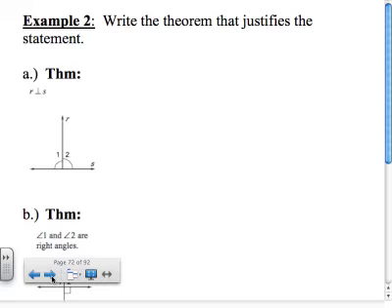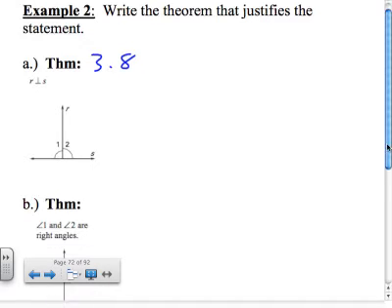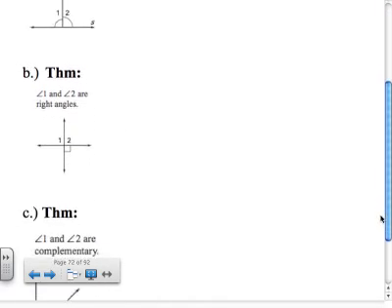Okay, so it says write the theorem that justifies the statement. Okay, R is perpendicular to S. Again, that's just theorem 3.8. We'll just go ahead and write down the theorems in this case to make our life a little bit easier, a little bit quicker. If you don't know the theorems, just write it out in words.